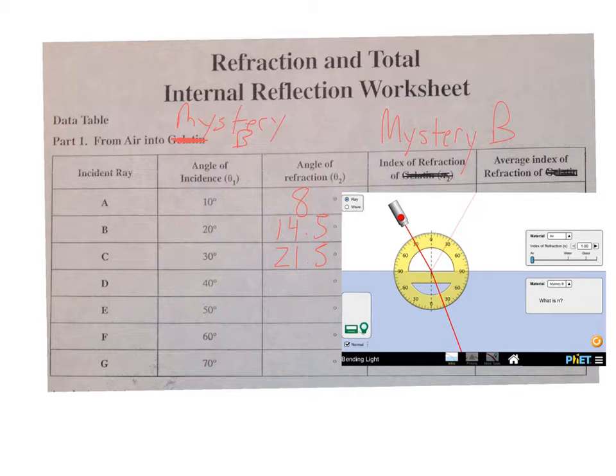Something we should note: both times, we have started out with a bigger angle than the angle of refraction. This tells us that this light ray is slowing down because it is bending towards the normal. If it had been a bigger angle, then it would be speeding up. So we know that this index of refraction has got to be greater than air, and that's what we're going to solve for now.